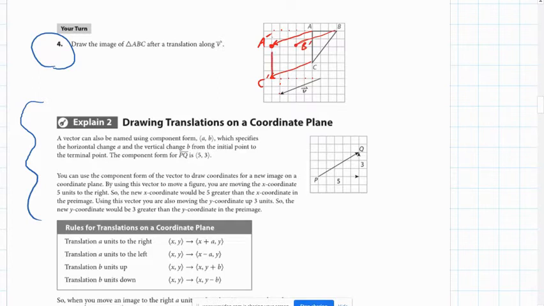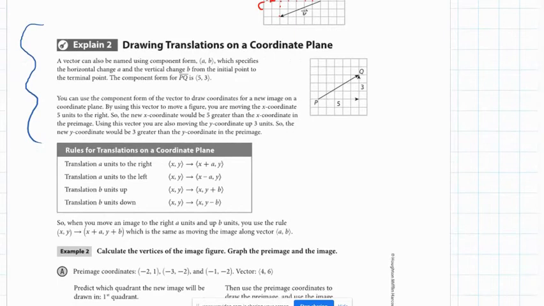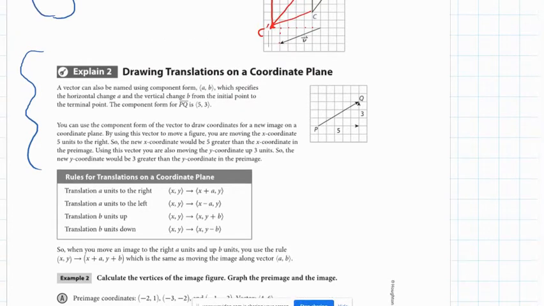And so our new figure is triangle A prime, B prime, C prime. Back in section 1.1, we looked at how to write functions for different transformations. And so we can see here that you can use a vector to translate a point.